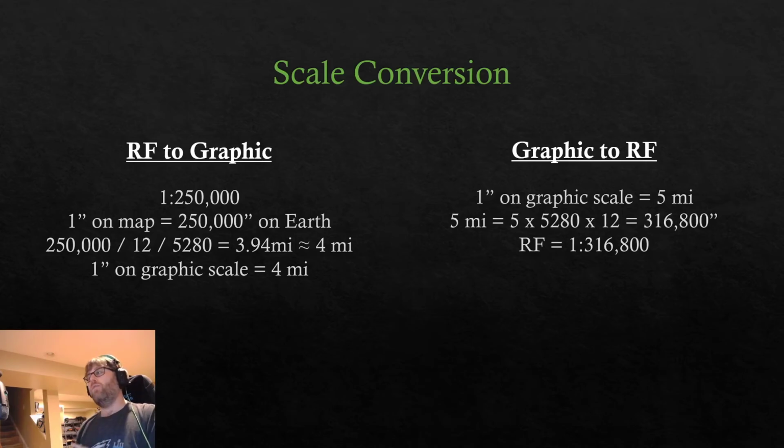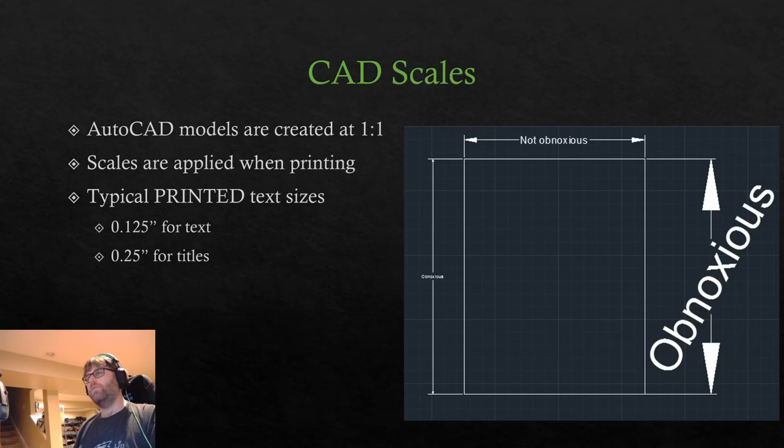Now, if you wanted to go from graphic to representative fraction, say you were given 1 inch equals 5 miles. You just convert that 5 miles to inches with some dimensional analysis, and that ends up calculating out to 1 to 316,800. Again, fairly straightforward stuff.